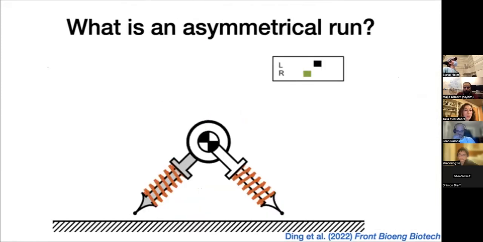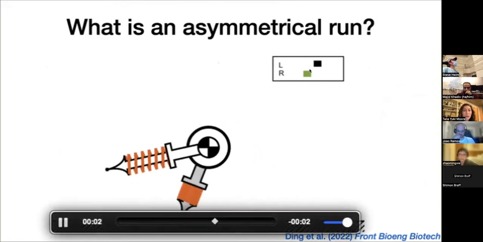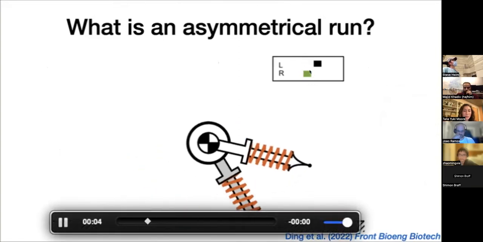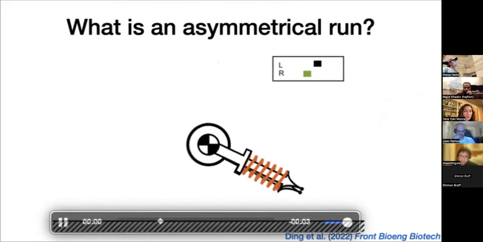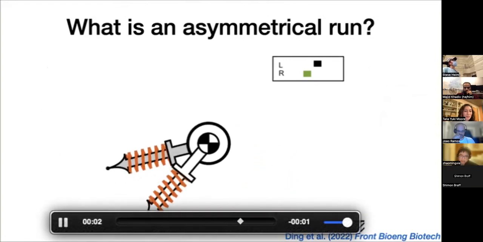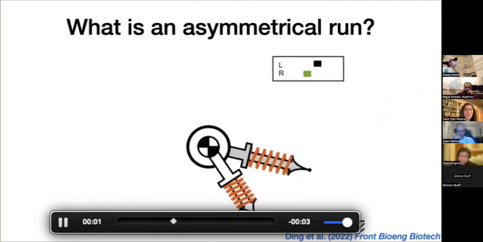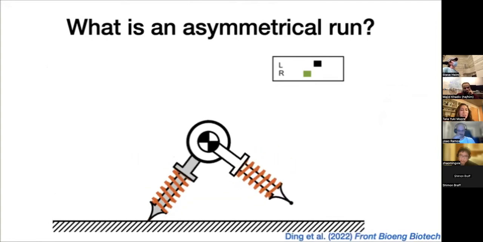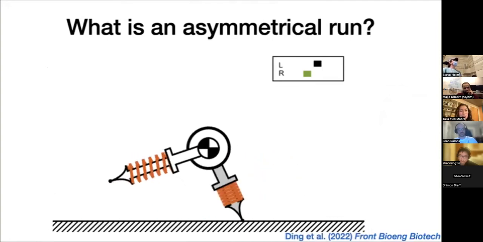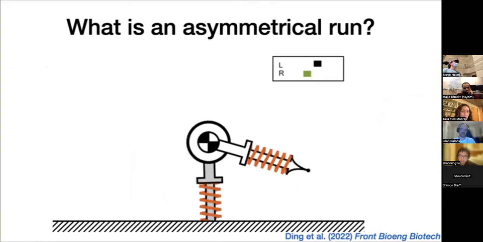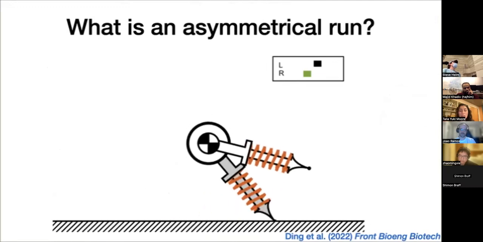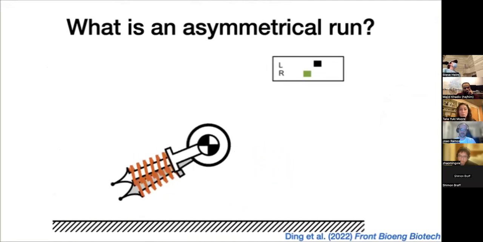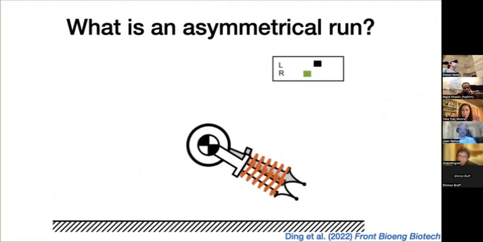This is the model performing an asymmetrical run, and you can see the gait diagram here. There's a small aerial phase in between the left and the right feet. I'm going to do this again. As it goes, you see that there's an aerial phase between both of the footfalls, but it's much smaller than the aerial phase between the other two footfalls. And so we've got two aerial phases that are unequal.